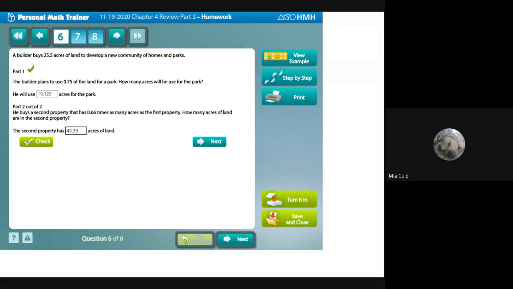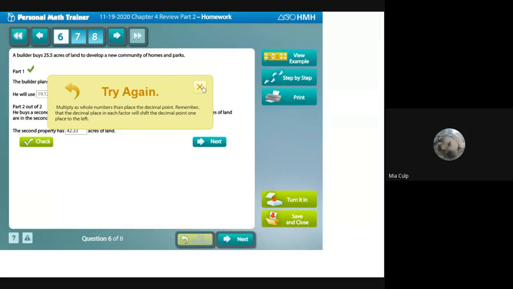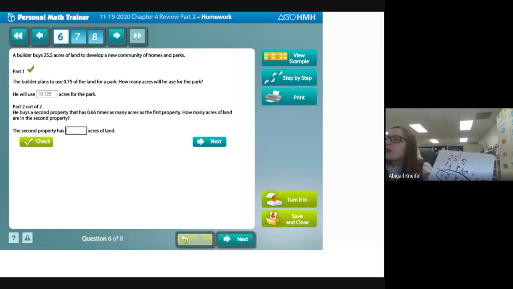Wait, what did we add it to? What did we add it to? Hold on, please. I will answer you. I heard you the first time. So, what we had to do was second property. Okay. So, we had the original amount of land, and we needed to times it by 0.66, okay?